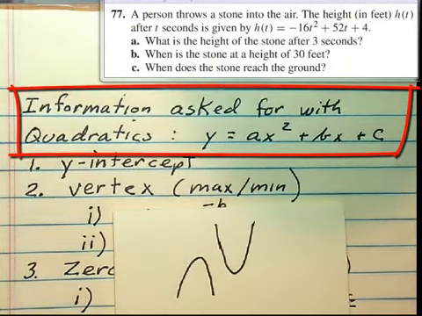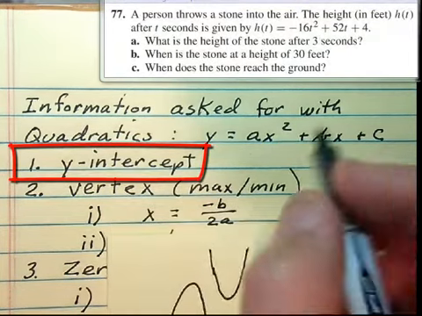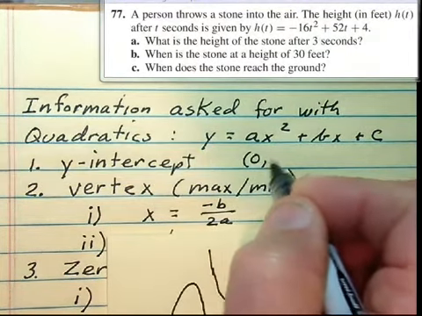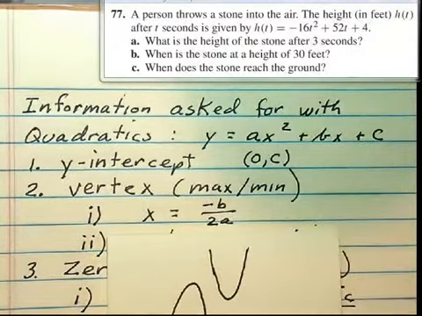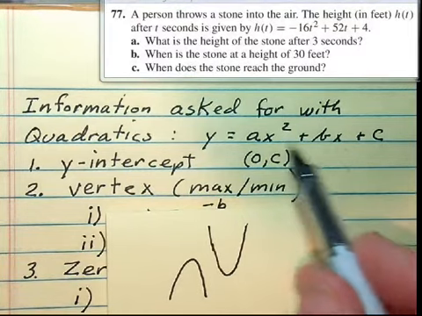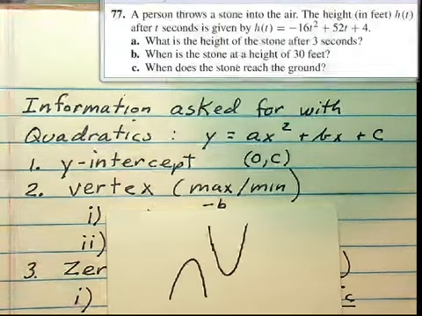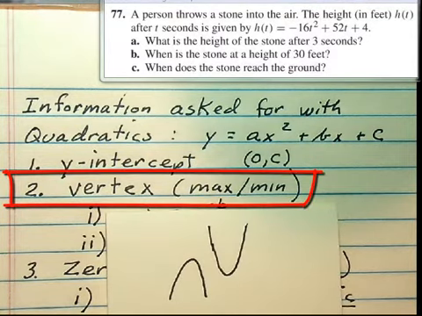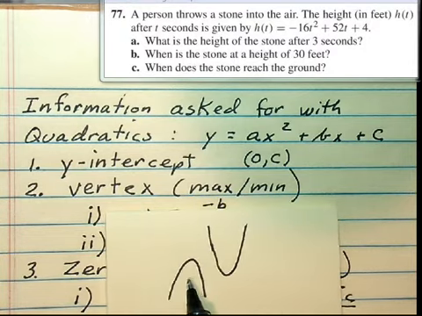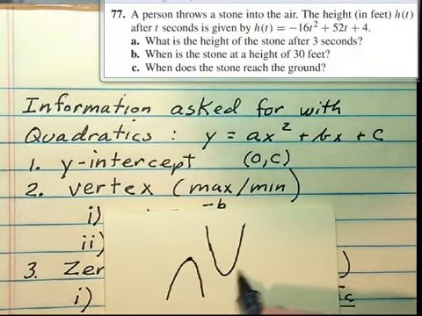You'll either be asked for the y-intercept, and that's pretty easy because it's just c, so it's the point 0, c, because we found out that you set x equal to 0, which makes these two cancel and you're left with c. The other question they'll ask us is what's the vertex, but they usually disguise it with what's the maximum or minimum height, that type of a thing.